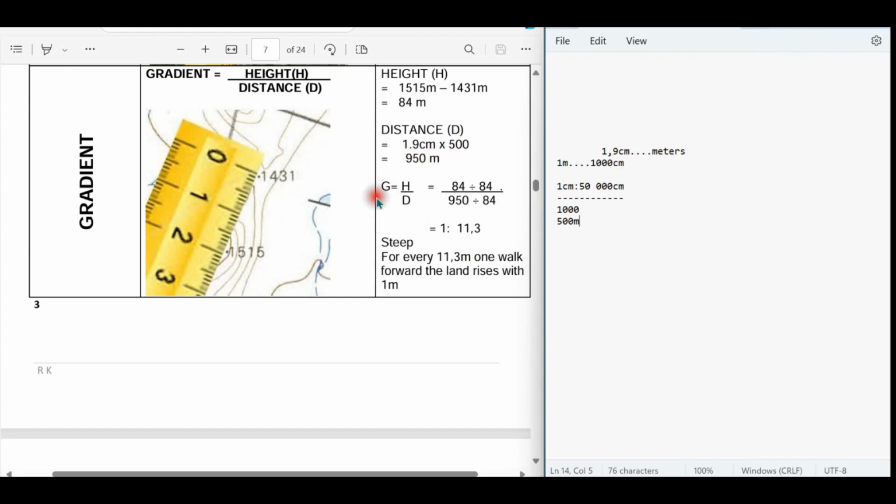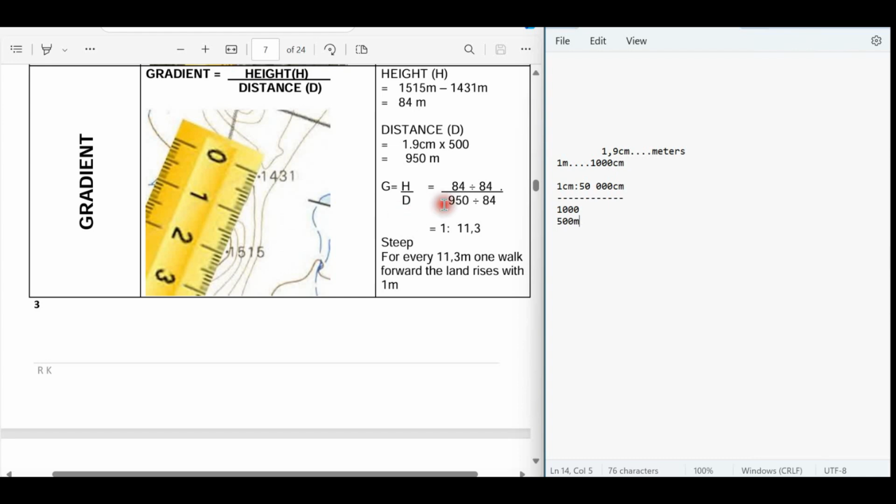Now, the formula of gradient is gradient equals height divided by distance. Now, this is an important part. We need to convert the answers that we got, 84 meters divided by 950 meters, which is the height divided by distance, to a ratio. How do we do that? We divide both sides of the ratio by the height. This is so we can get a ratio of 1 to a relative number. In other words, a distance.